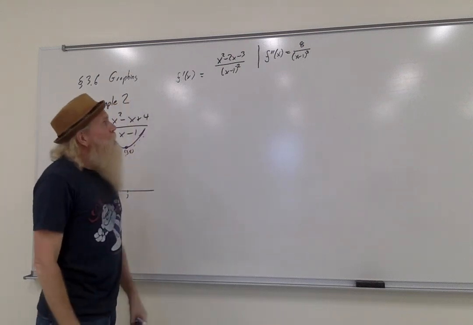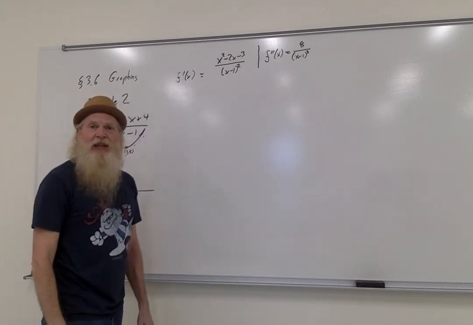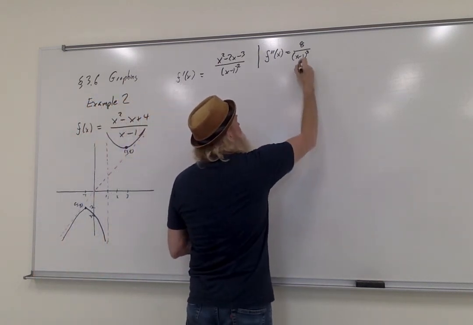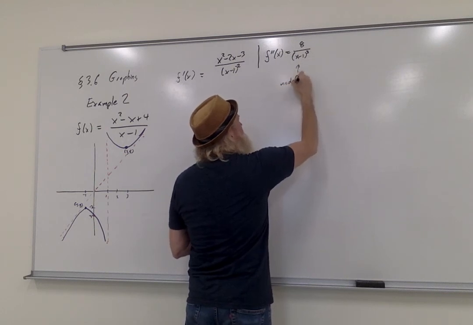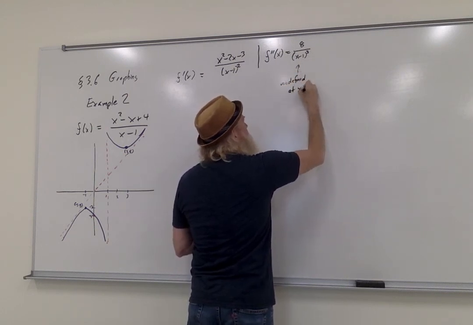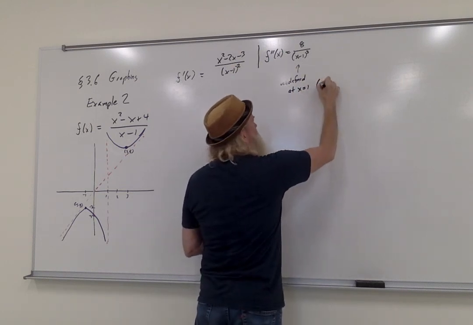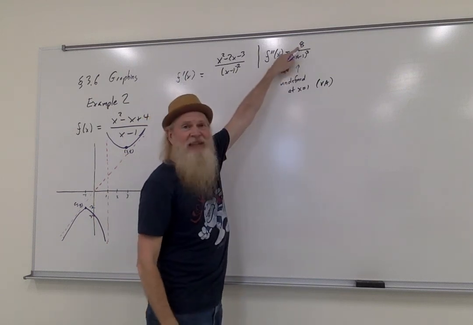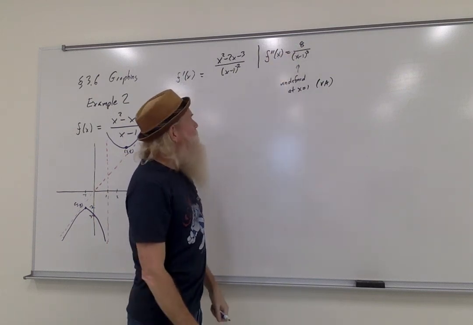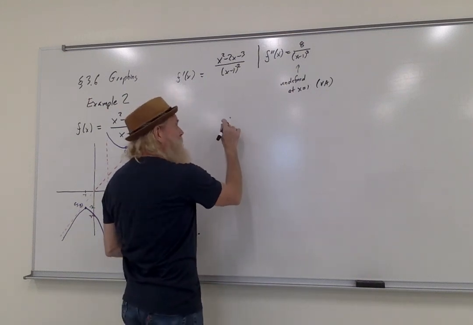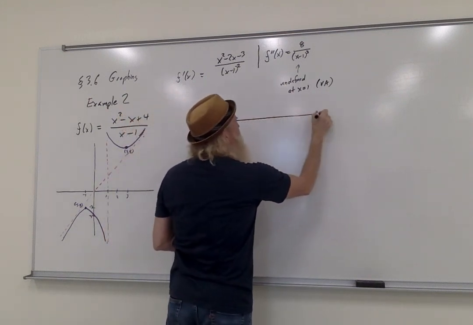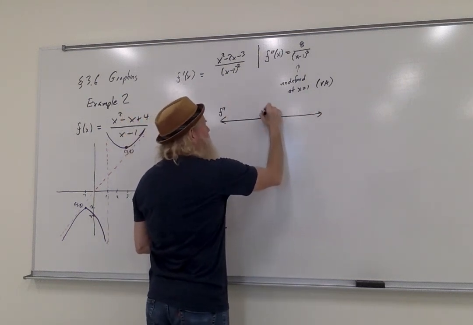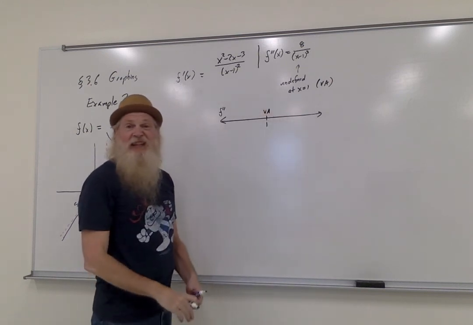So now, the places where the second derivative can change sign are the places where the second derivative is either undefined or 0. Well, this is undefined at x equals 1, which we recall is a vertical asymptote. And notice that since the numerator is never 0, this function is never 0. So the second derivative is never 0. So when we draw a number line for the second derivative, there's not a lot to put on here. We're going to indicate that there's a vertical asymptote at 1, and that's it.